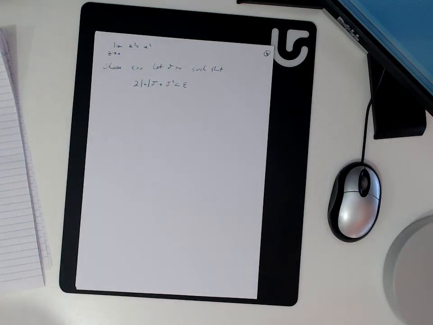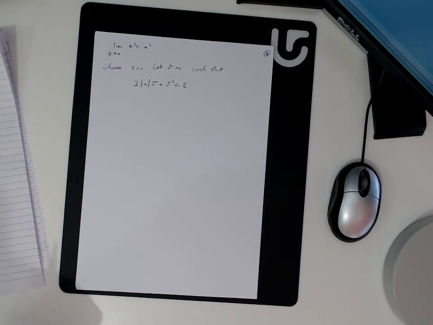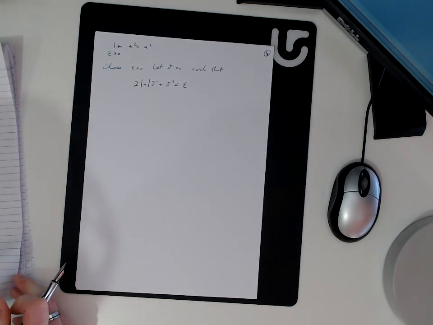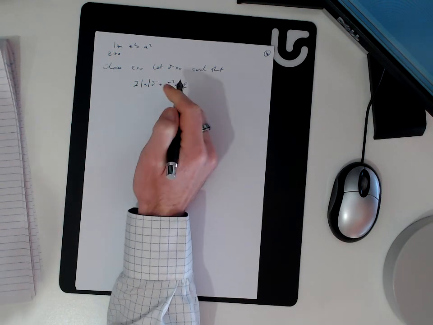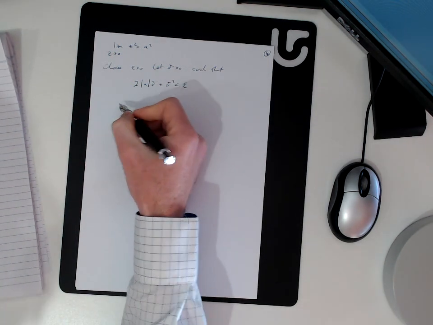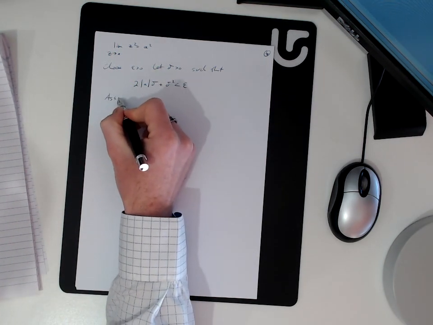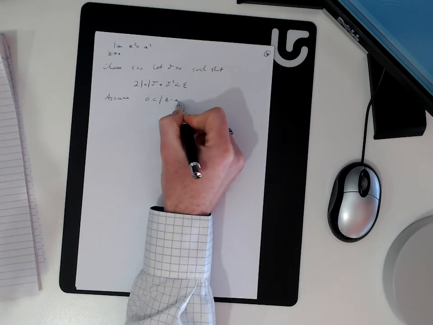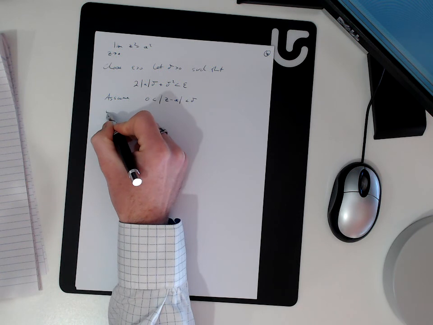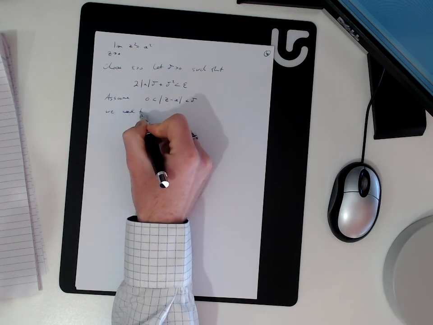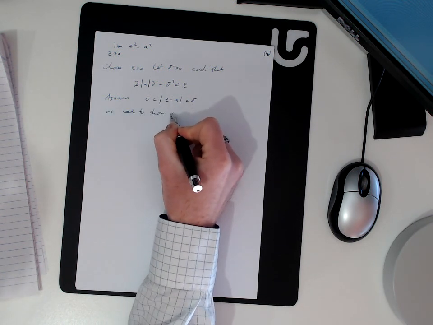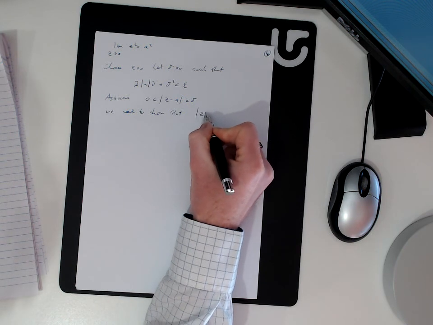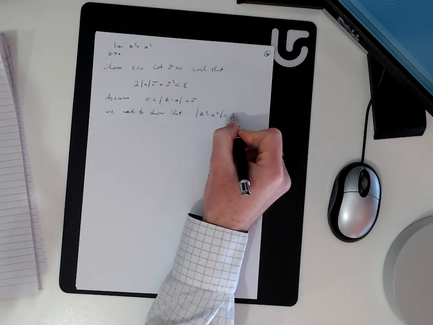So there's some expression which is a bit magic that I came up with before class, and I messed around with the algebra to make sure I could figure out how it works. Okay, assume that |z − a| < δ. We need to show that |z² − a²| < ε.